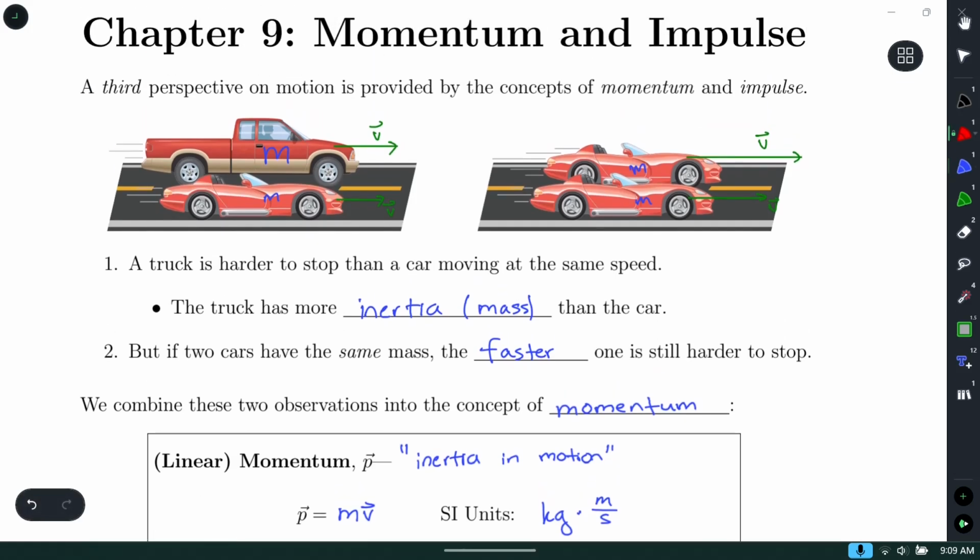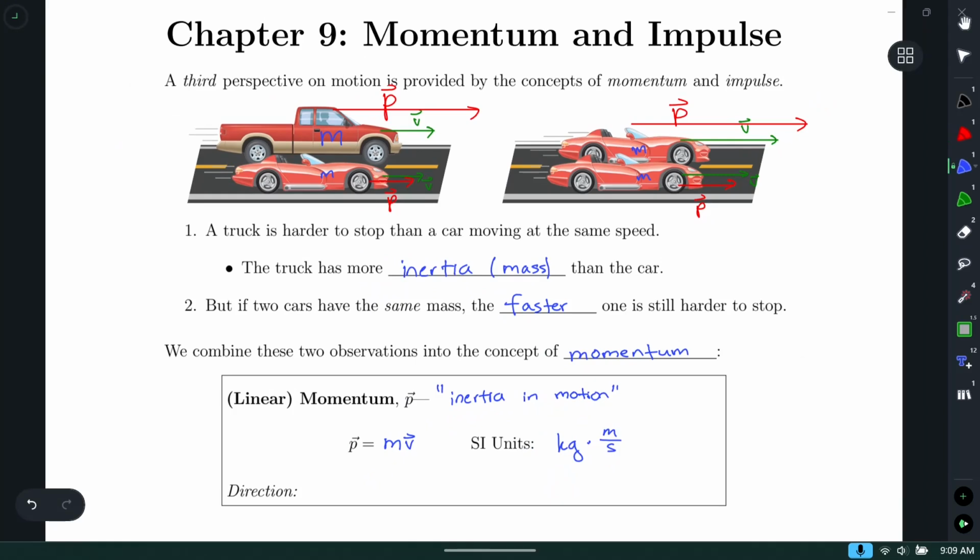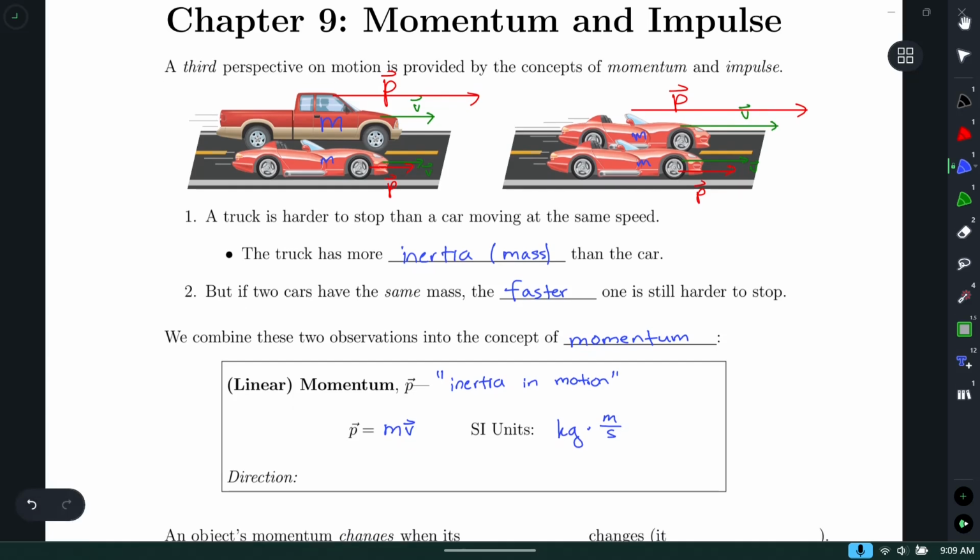So, if we come back up to these pictures, we would say, because of its larger mass, the truck has a larger momentum than the car. And over here, because of its larger velocity, the fast car has a larger momentum than the slower one. And momentum is a vector. That's what makes us not like it as much as energy. It has direction, and so we need vector addition to combine momenta. The direction will be the same as whichever way the object's moving, same as velocity.